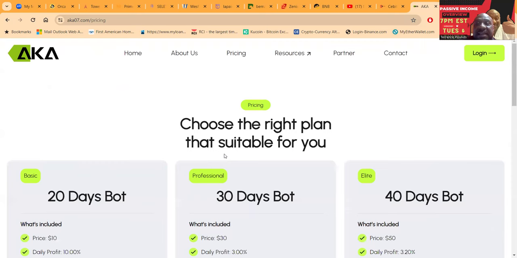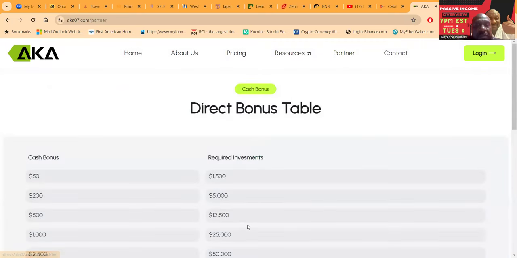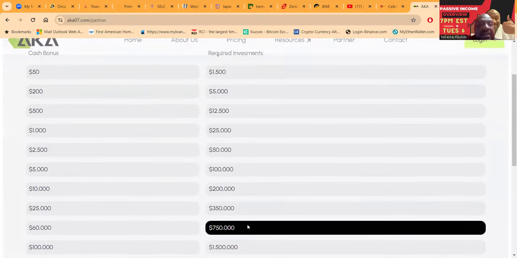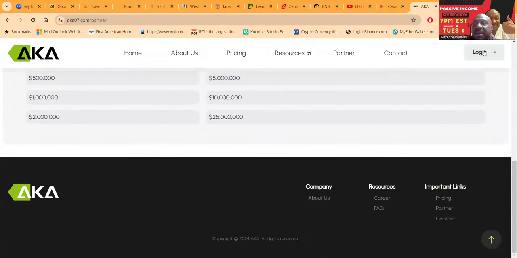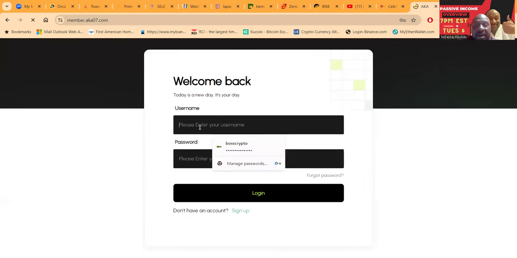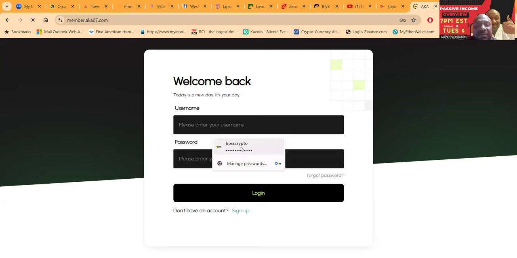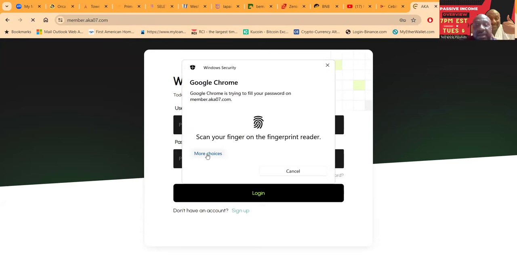And it's very easy to get in contact with support. And of course, they have a referral program. You can take a look at the direct bonuses and such that you would be able to get if you want to tell somebody about it. I'm going to go ahead and get logged into the back office of the platform right now.